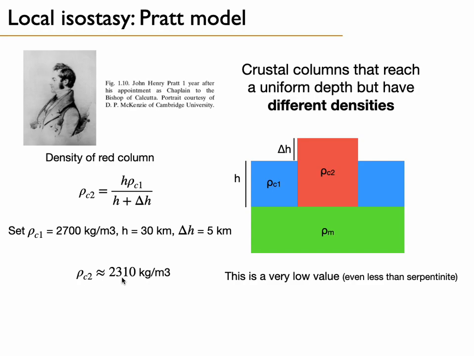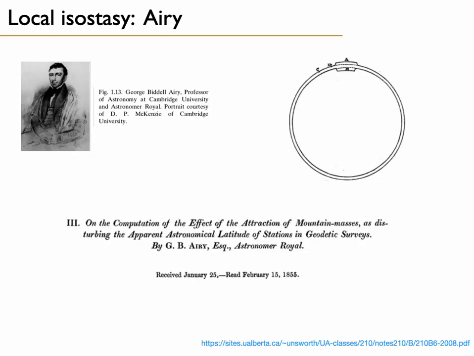So in this case, this would be a very low value. If you would apply this to the Himalayas, it would mean that the Himalayan block, which has the topography, has an extremely low density. So 2,310, it's a density which is even lower than that of serpentinite, which is 2,600 kilogram per meter cube. So this is not very realistic. It's a bit too low.